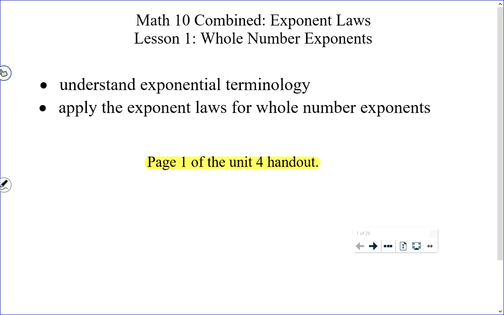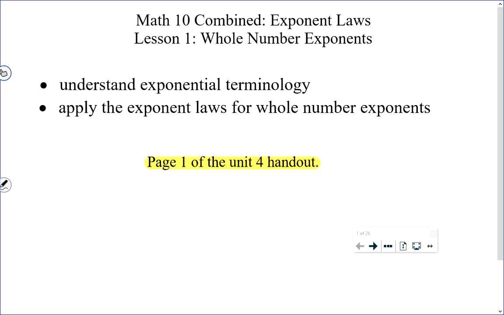Good day, everyone. Here's the first lesson for the new unit, which is called Exponent Laws. This is lesson number 1 from Unit 4. We're going to be dealing in this unit with learning about the exponent laws again, and I say again because the exponent laws are things that you've studied in junior high.